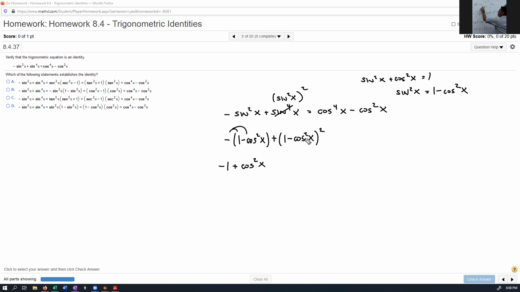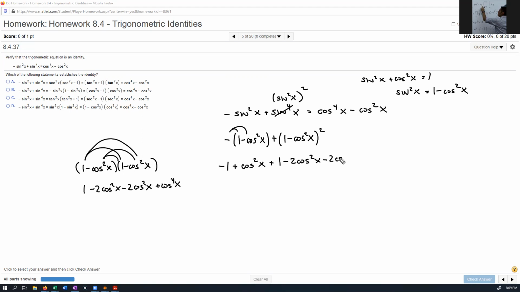And then when I FOIL this out, this really means 1 minus cosine squared x times 1 minus cosine squared x. I FOIL, I get 1 minus cosine squared x minus cosine squared x, and then plus cosine to the fourth x. So that all goes right here. So I have plus 1 minus cosine squared x minus cosine squared x plus cosine to the fourth x. All right, we've got the ones cancel.